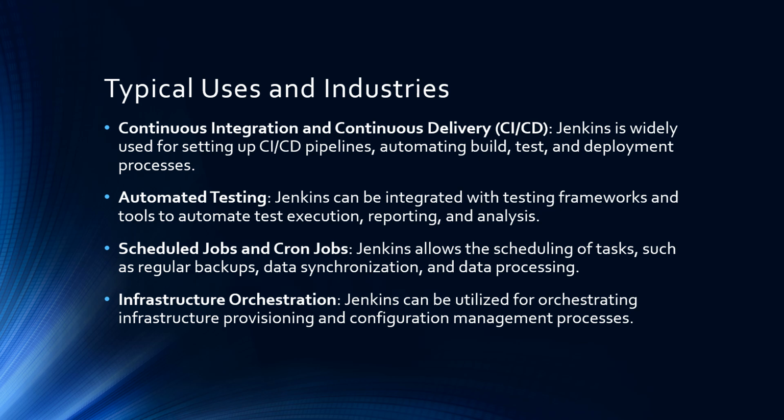In infrastructure orchestration, Jenkins plays a vital role in automating the provisioning and configuration of infrastructure resources. Teams use Jenkins to automate the creation and management of cloud resources, configure servers, and maintain infrastructure as code. This automation ensures consistency in infrastructure deployments and reduces the risk of configuration errors.